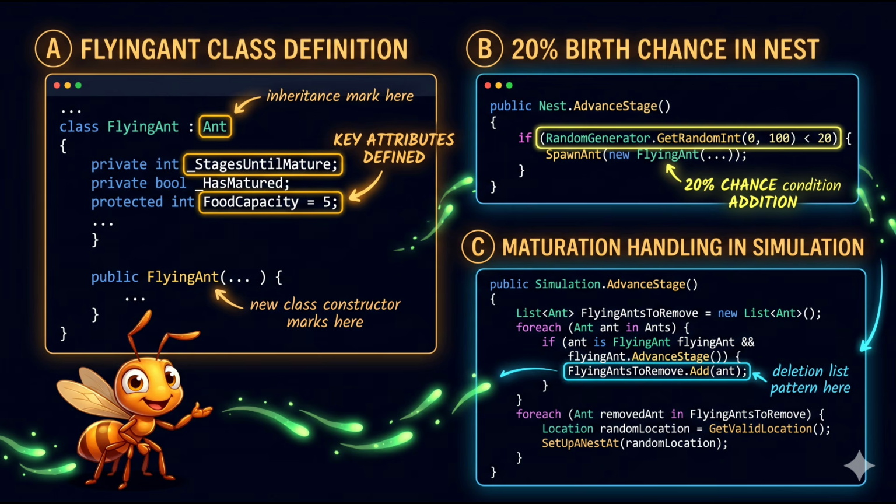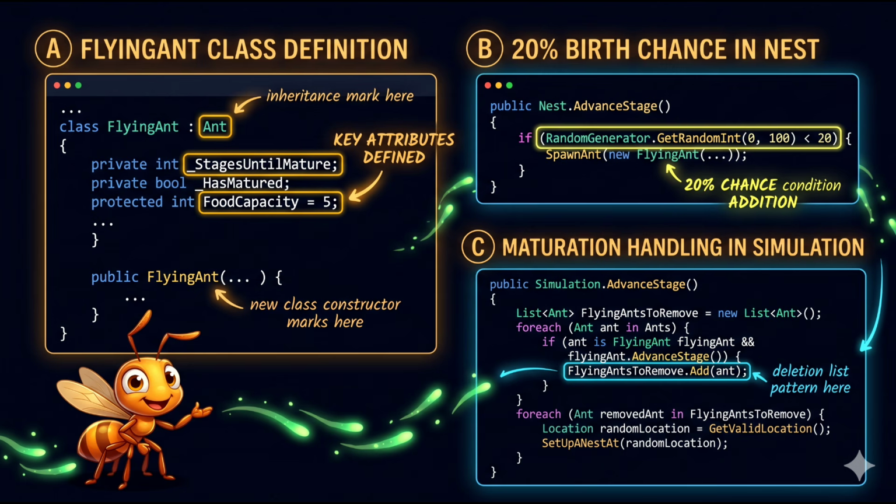Now regarding the 20% birth chance in the nest.advanced stage, this is the healthy nest reproduction section, which already exists. So when the nest has plenty of food, the queen gets a 50% chance of giving birth, which is the R number 1 less than 50 check. And within that, a 2% chance of it being a new queen, that's R and a 2 less than 2. We're not going to touch any of that. We'll be adding a third separate random check alongside it.